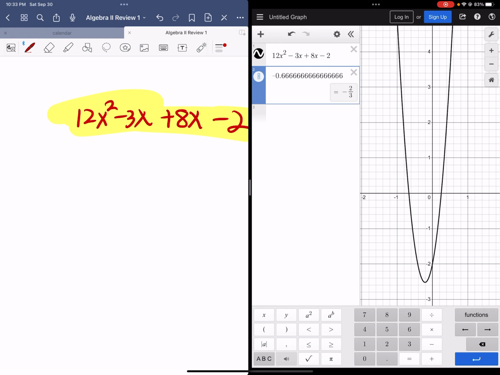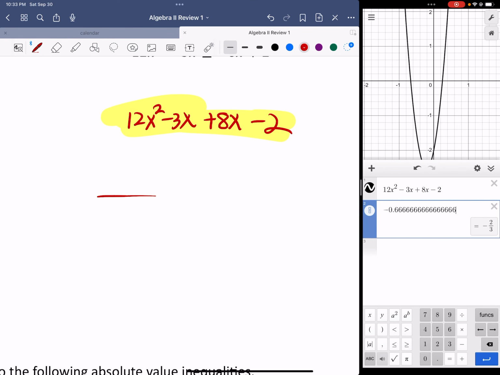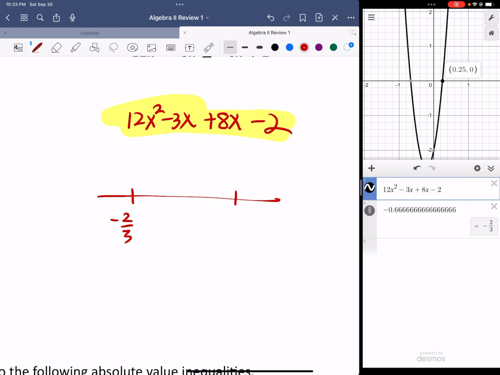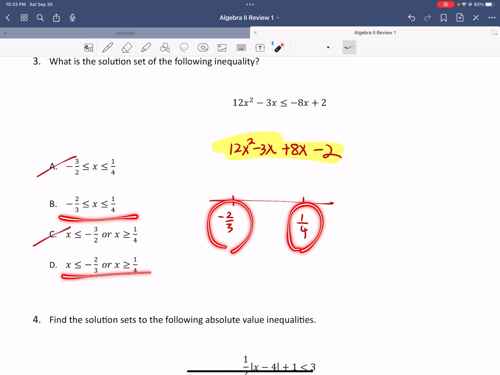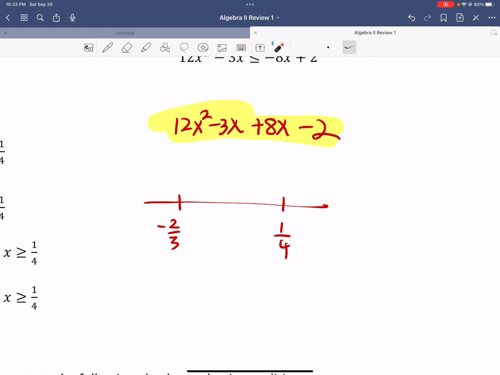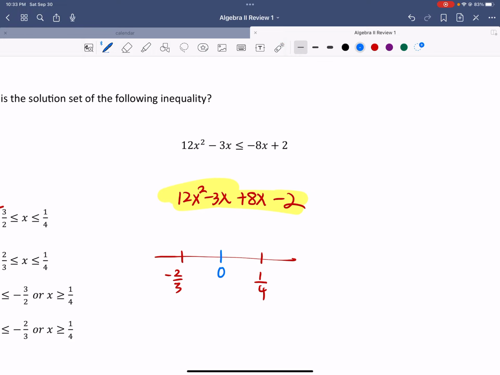So let's draw the line. On the left, it's going to be negative 2/3. 0.25 is going to be positive 1/4. So these are the points that you're going to get. We should have negative 2/3 and 1/4. So now you have to find any number between these two, and usually the easiest number is going to be 0. So now I'm going to put this into our original function.